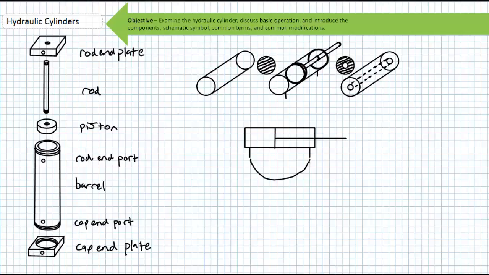Think about it in terms of cylindrical volumes. Can you fit the larger cap end volume into the smaller rod end volume when the stuff you're trying to fit in there is incompressible? Can you fit the volume of a watermelon into a lemon? The answer is no. Consider the opposite scenario.